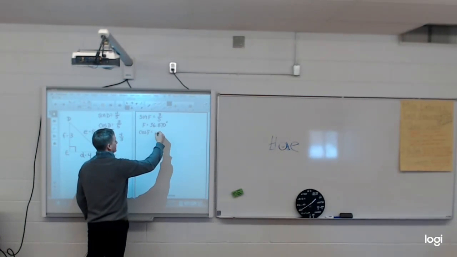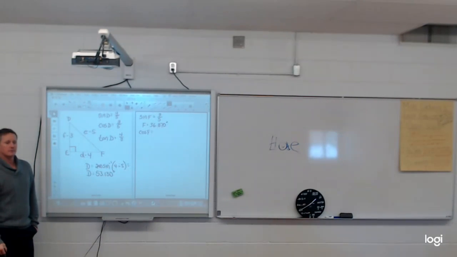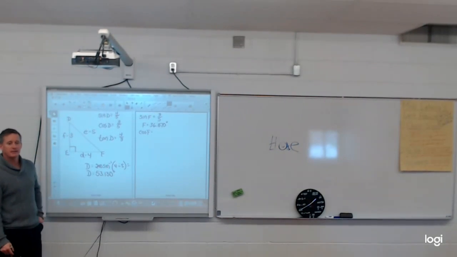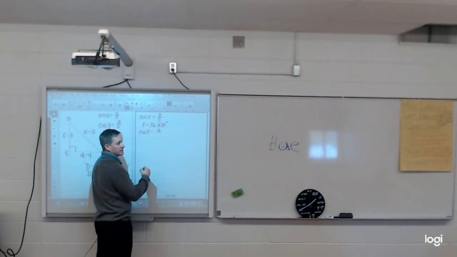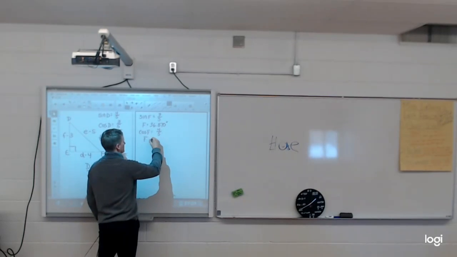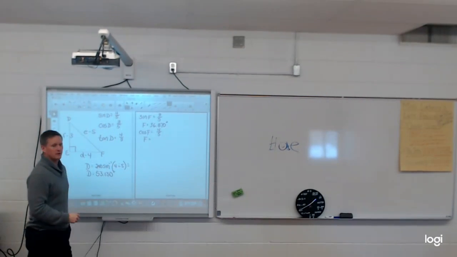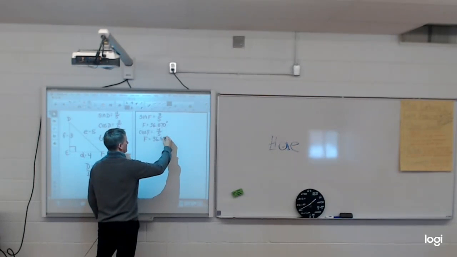Cos of f now. What's the side adjacent to f? 4. What's the hypotenuse? 5. So second function cos, 4 divided by 5. 36.86989.